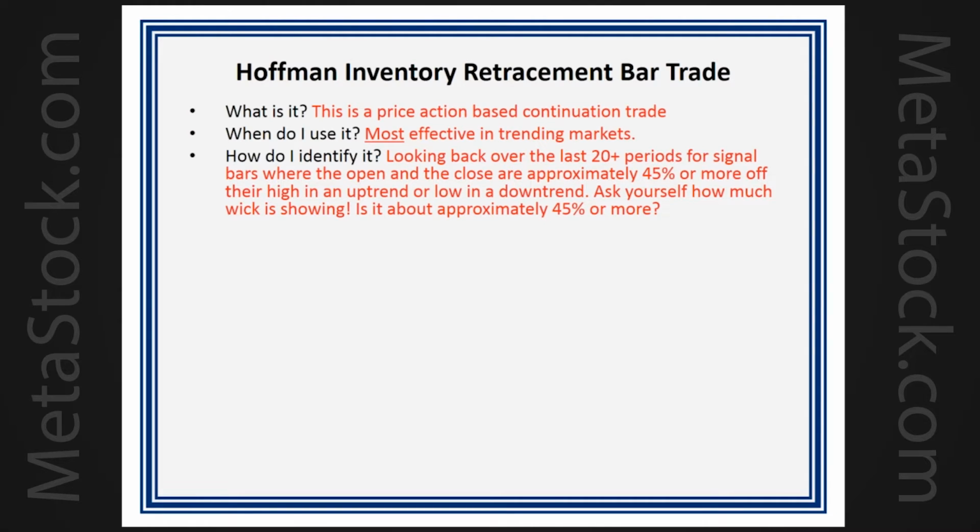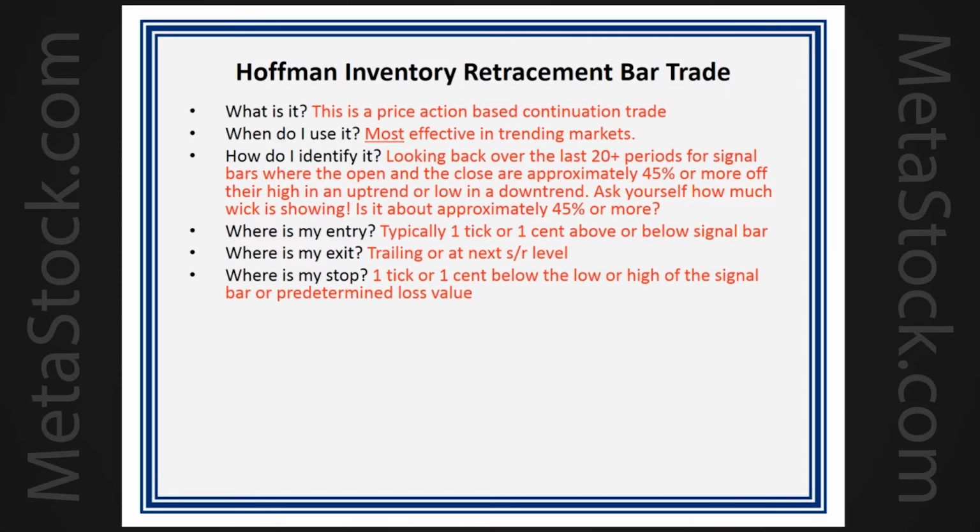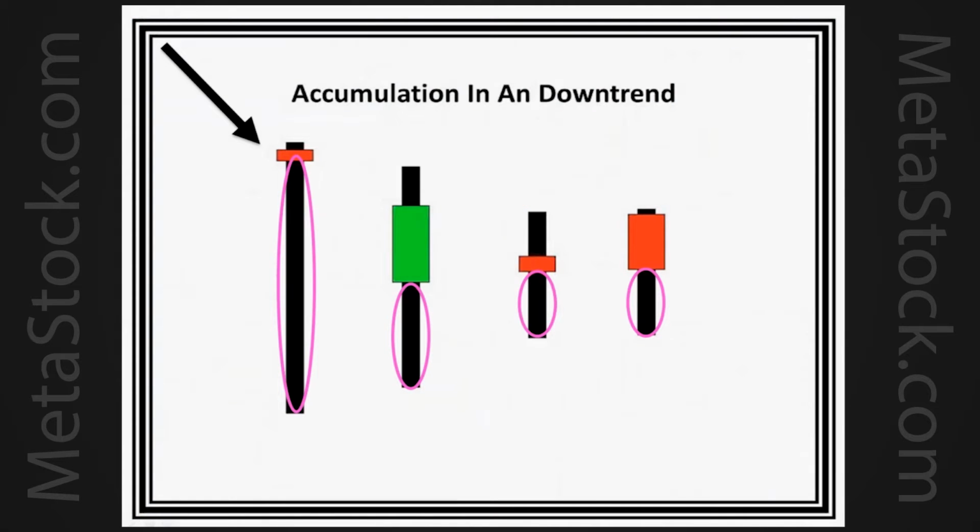Basically, what we're doing is looking at the bar and asking ourselves, how much wick is showing? Is it approximately 45% or more? And so what that looks like here is these right here. When I look at the high of the bar to the low of the bar in a downtrend, I want 45% or more wick on the bottom side of the candle.